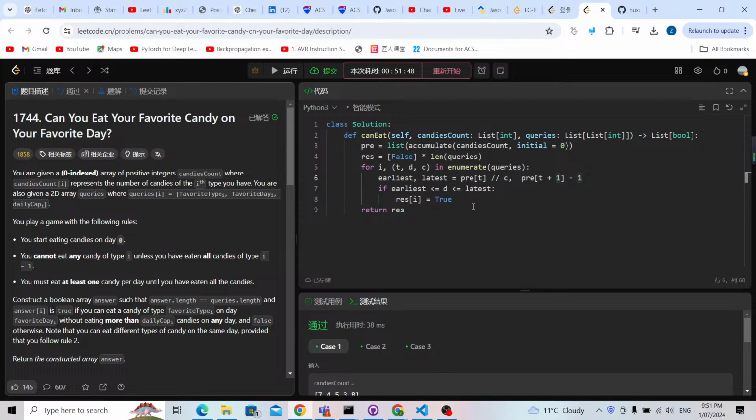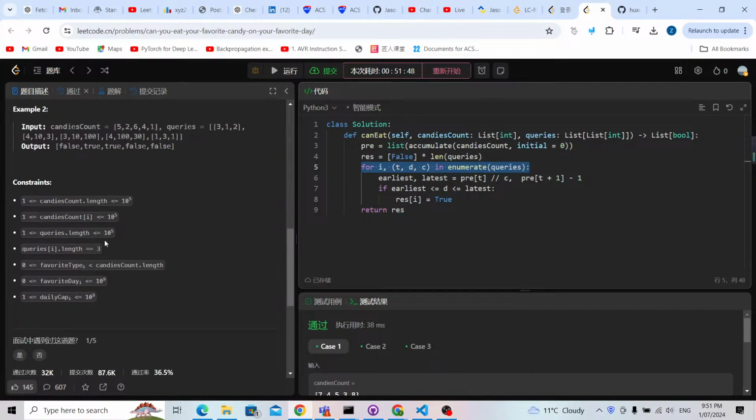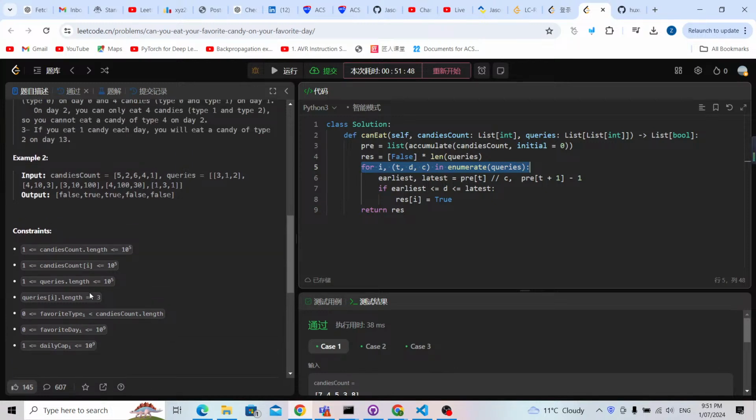And because of the time complexity, let's check. From here, this is just O(n) because there are n queries, and how many queries? It is 10 to the power of 5. So up to here, it is 10 to the power of 5. And for the prefix sum, it is also 10 to the power of 5. So the time complexity is just O(n).